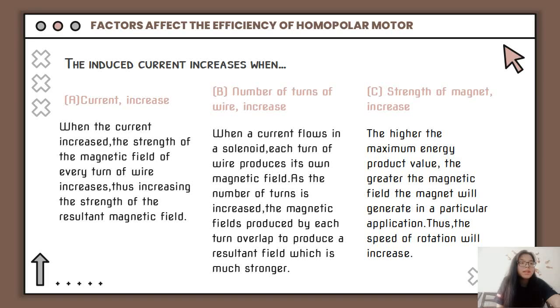Besides, the induced current increases when the strength of the magnetic field increases. The higher the maximum energy product value, the greater the magnetic field the magnet will generate in a particular application. Thus, the speed of rotation will increase.